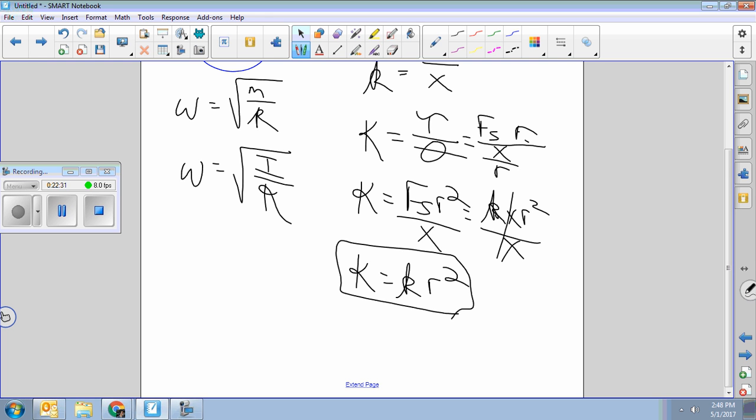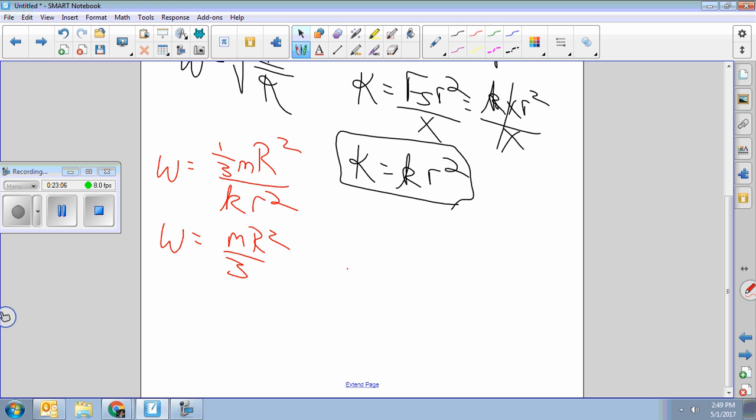All right. So now we can plug our stuff in over here, right? Omega is I, which is 1/3 m r squared? Yeah, definitely 1/3. M times capital R squared over kappa, which is K times little r squared. So omega is, if you bring the 3 down, M R squared over 3 K little r squared. There you go.